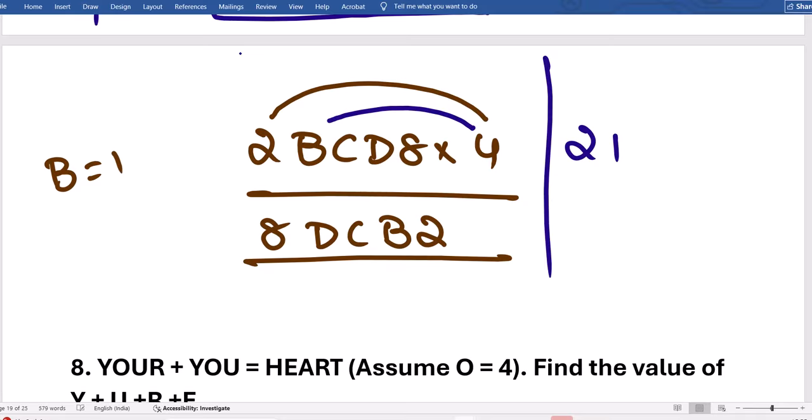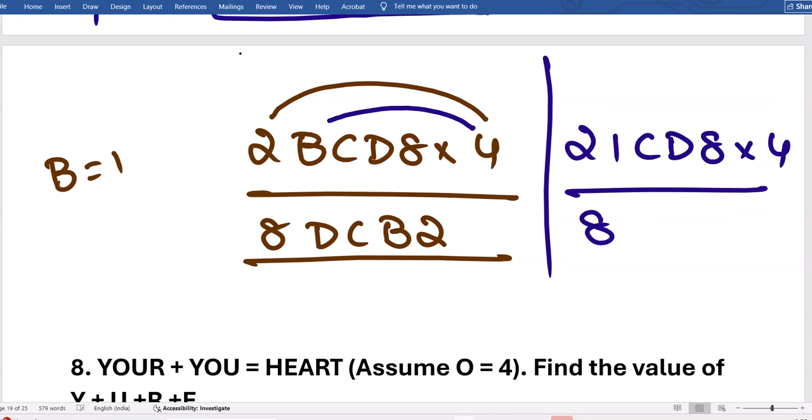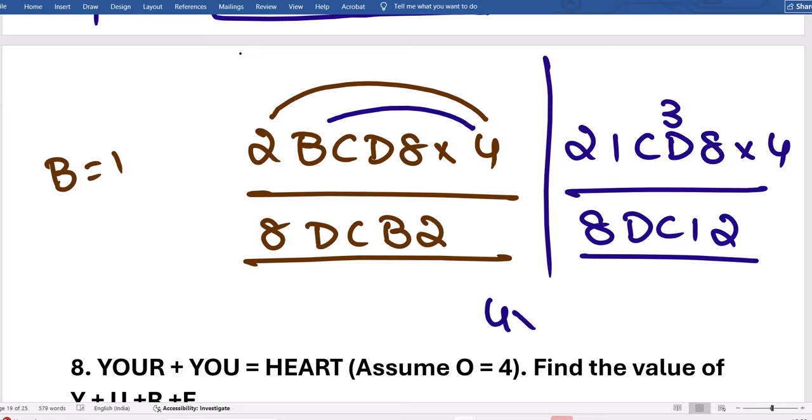Once you go for B value 1, then D will be 7 or 2. Which one? 7. We have 2 also, but 2 is already assigned. Why is that? 4 8s are 32. Now 4 multiplied by D plus 3 should end with 1. For 2, 4 times 2 is 8, 8 plus 3 is 11. Fine, but 2 is already assigned. Now D must be 7 to satisfy that.